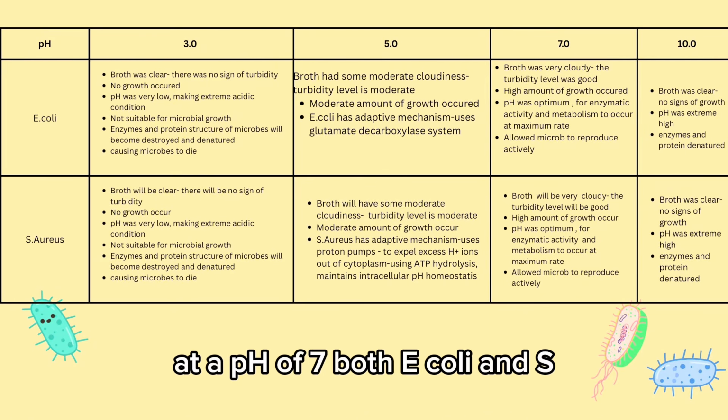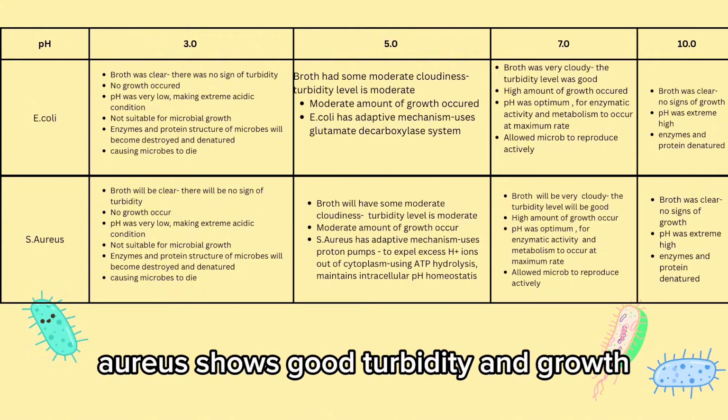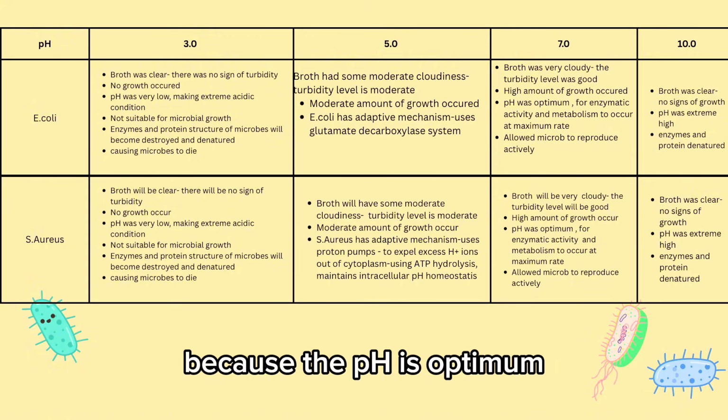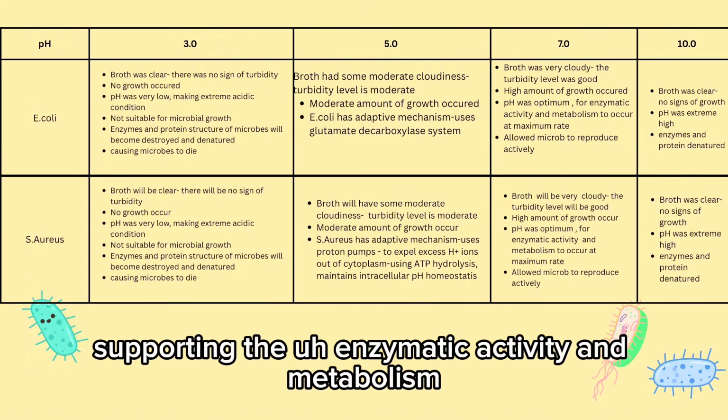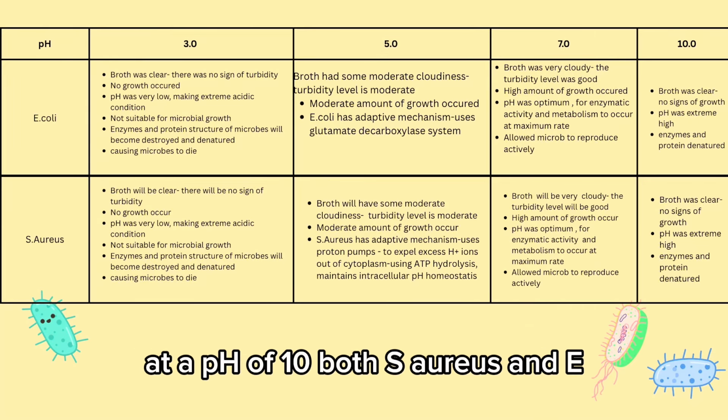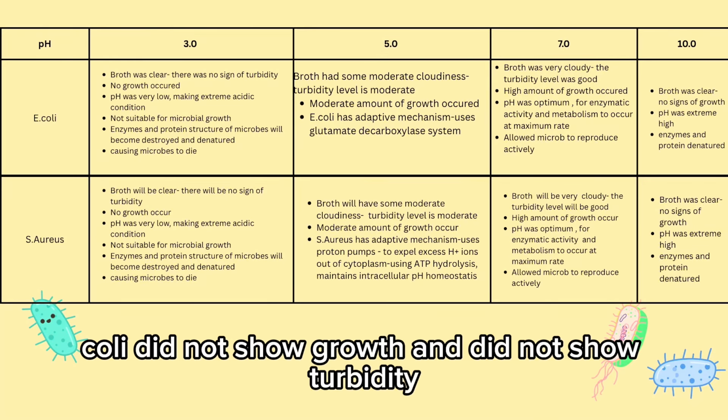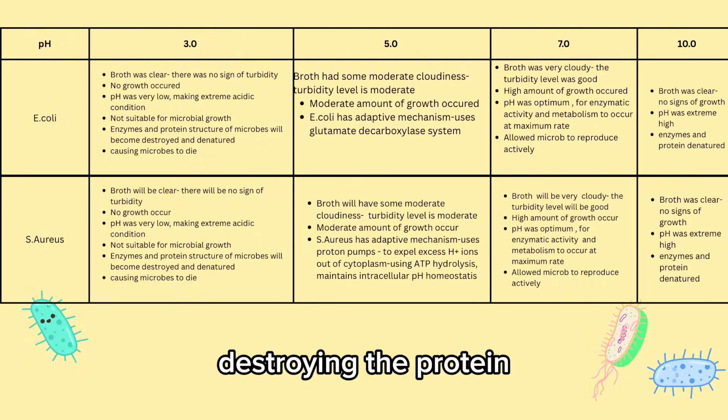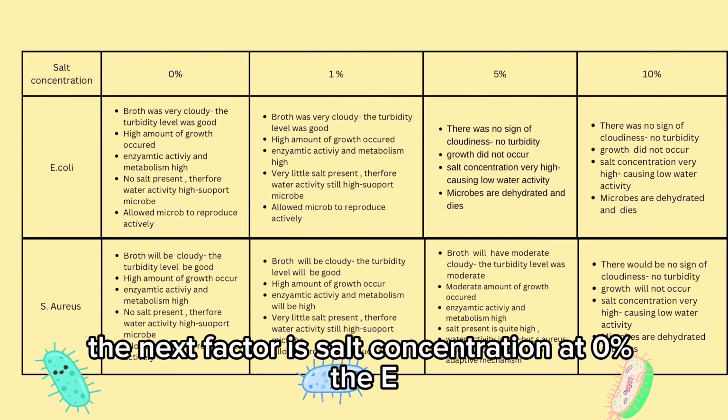At a pH of 7, both E. coli and S. aureus show good turbidity and growth because the pH is optimum, supporting the enzymatic activity and metabolism. At a pH of 10, both S. aureus and E. coli did not show growth and did not show turbidity because the pH was extreme, destroying the protein. The next factor is salt concentration.